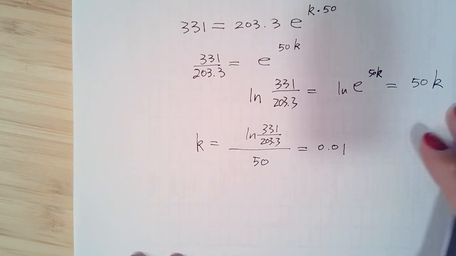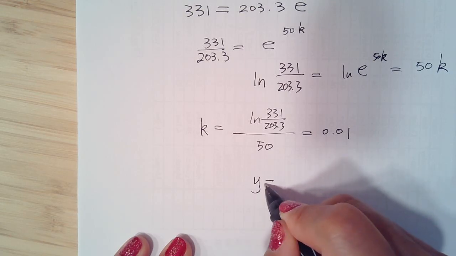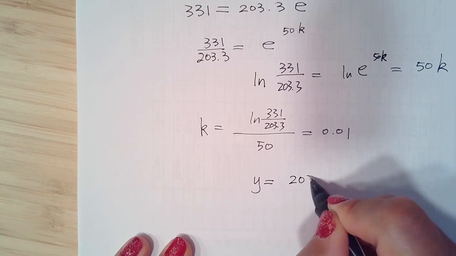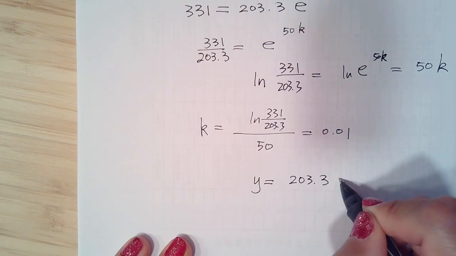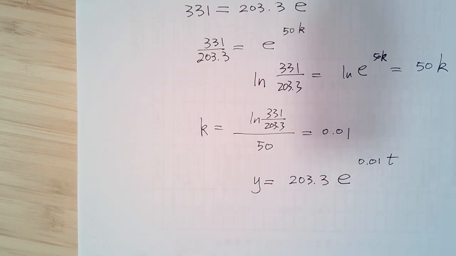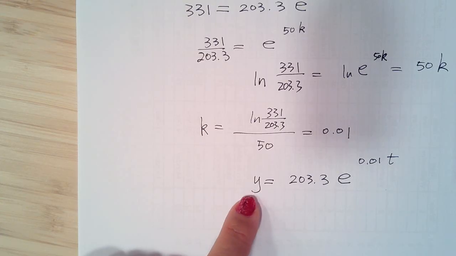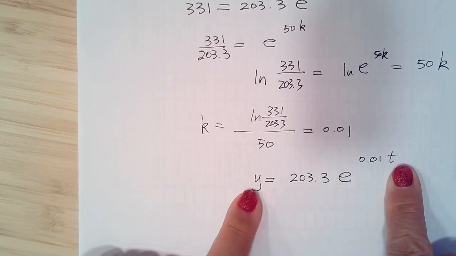Therefore, your equation or your math model looks like this: y equals 203.3 e to the 0.01 t. This t is how many years after 1970? Okay, once you have this model, I ask you when you think the US population will reach 400 million. 400 million, which is here. And so we're looking for t to make this 400 million.